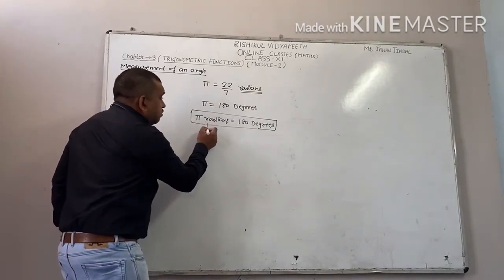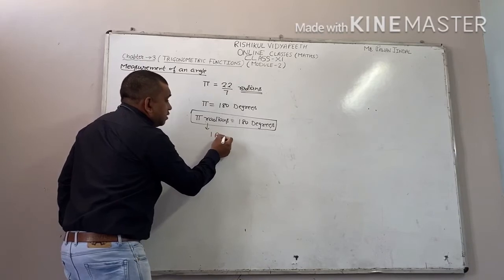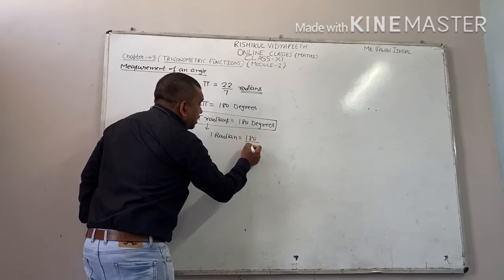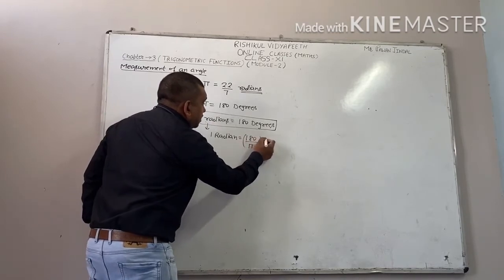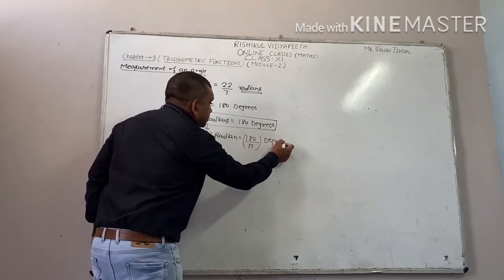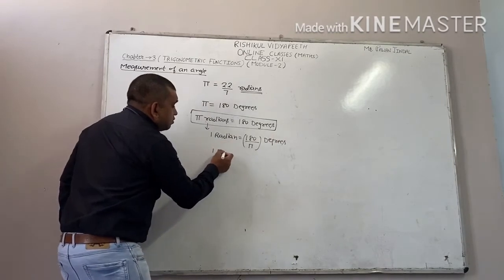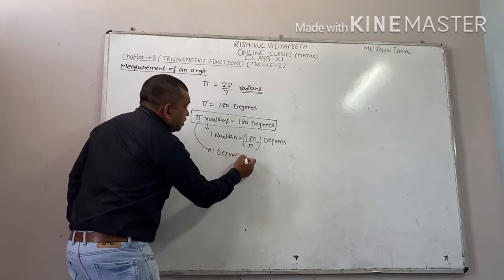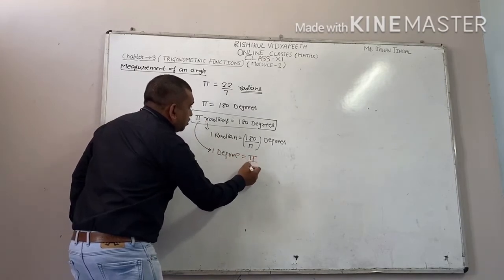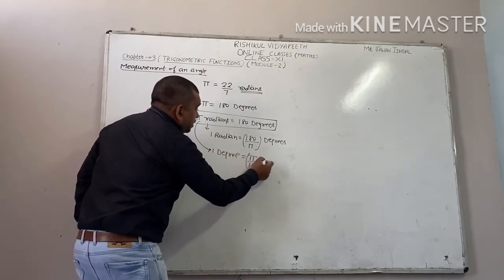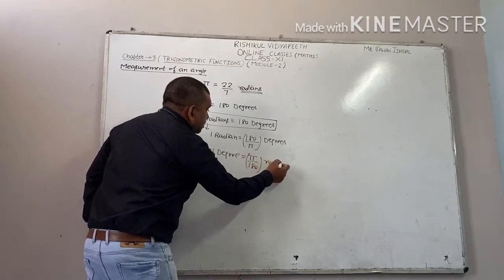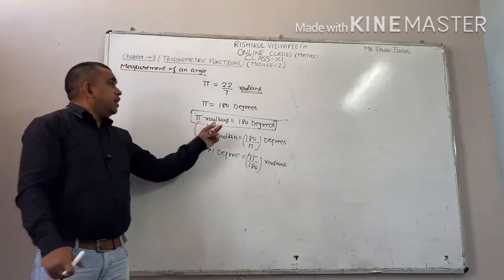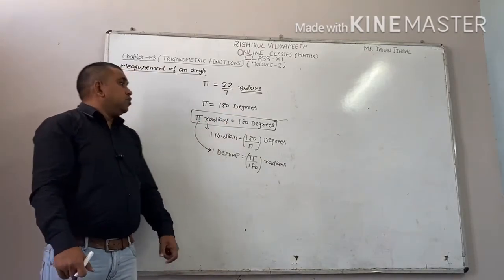Now, can you find out the value of 1 radian from here? 1 radian equals 180 upon pi degrees, and 1 degree equals pi upon 180 radians. With the help of this we will convert radians into degrees and degrees into radians.